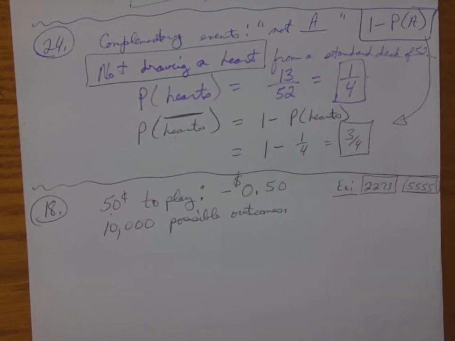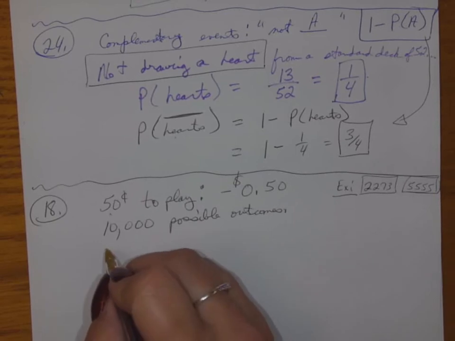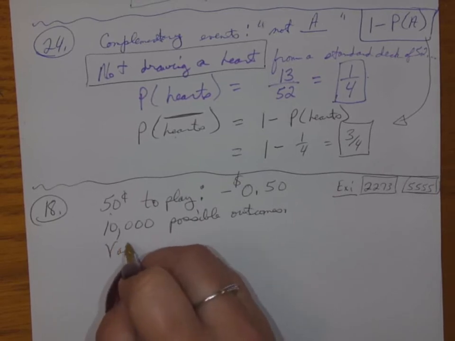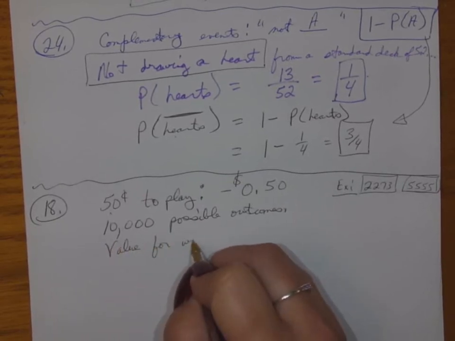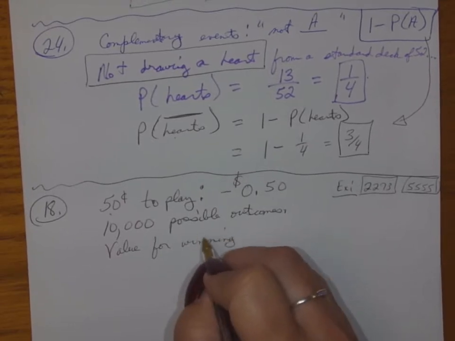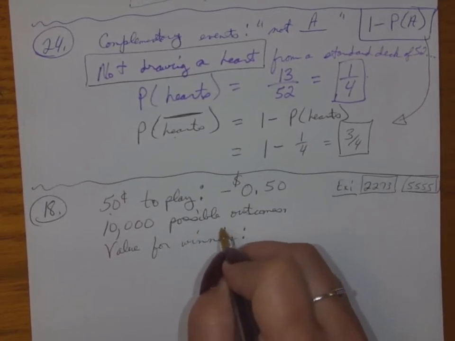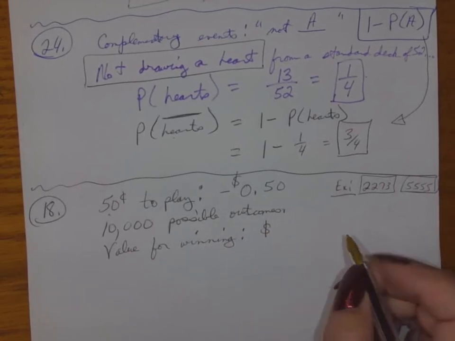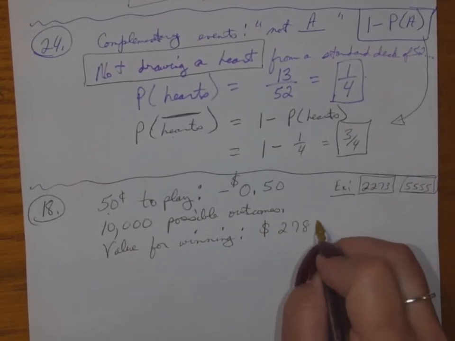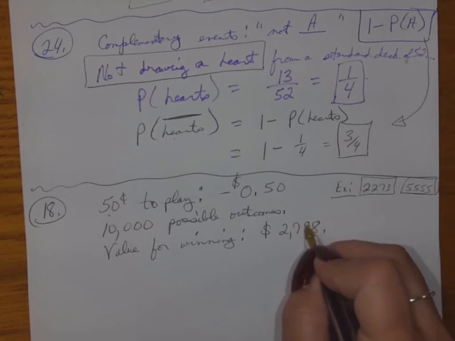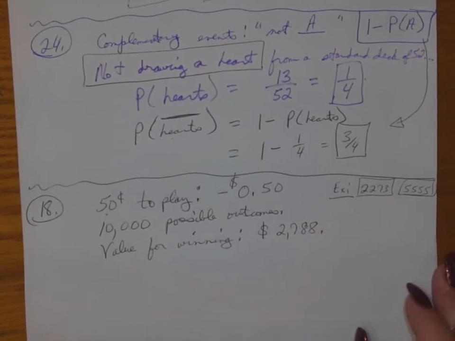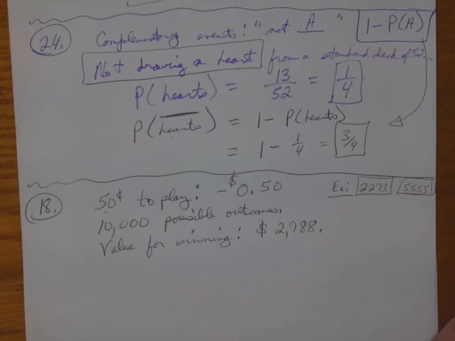If you select the same sequence of 4 digits that is drawn, you will win. The value for winning is $2,788. It's a pretty good little thing for only having to put in 50 cents, right? So if you win, then that's pretty good winnings.